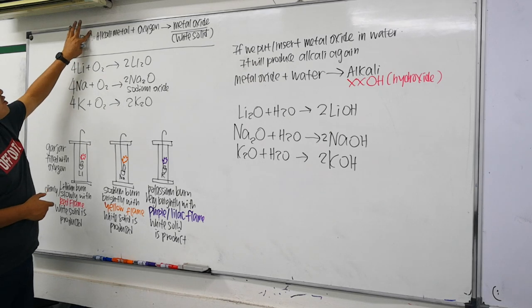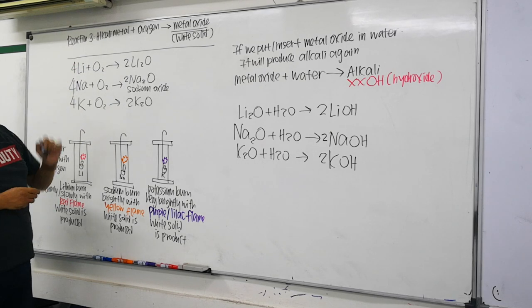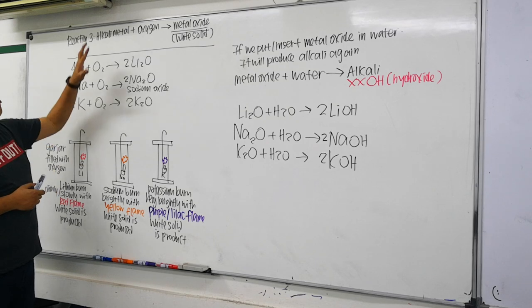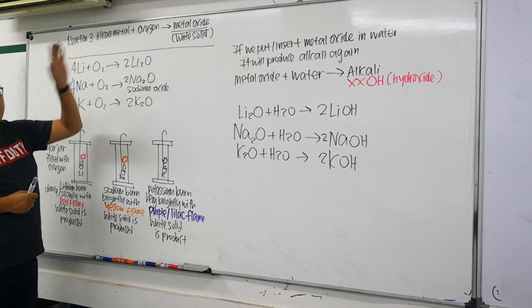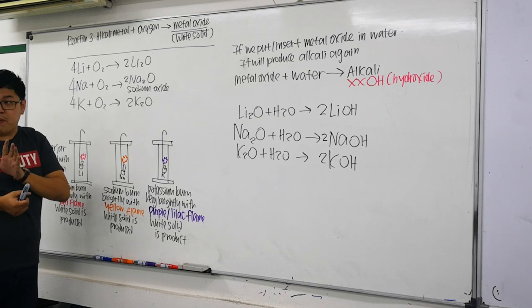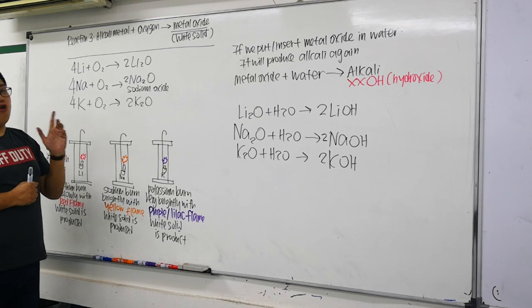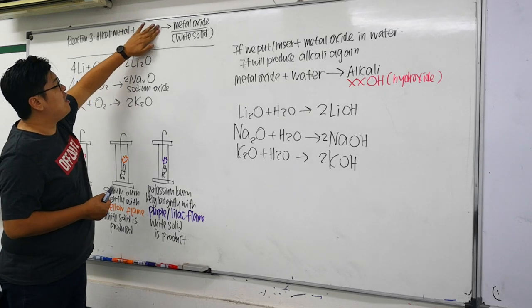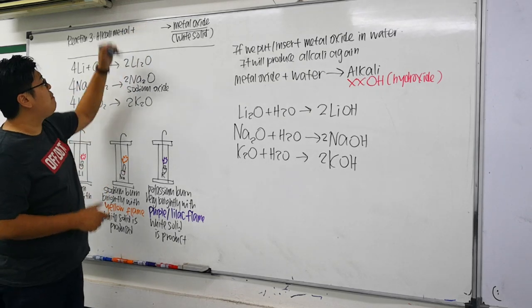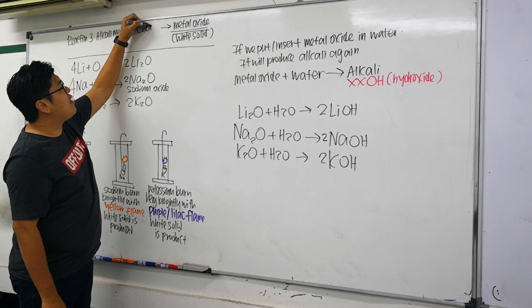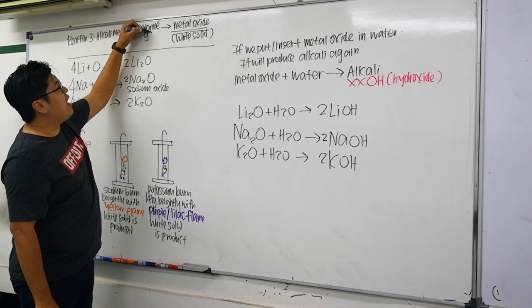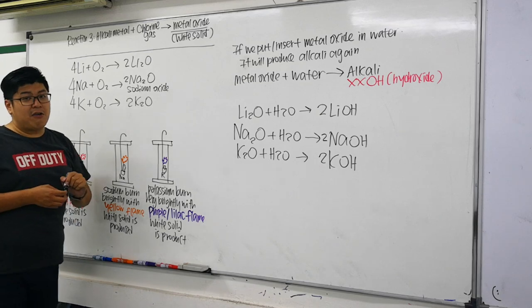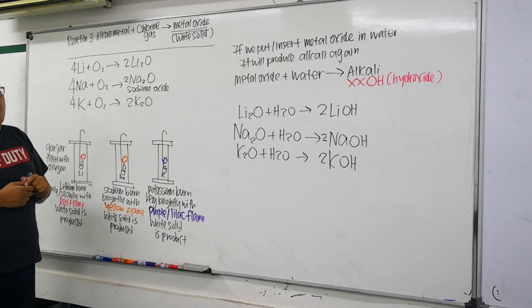Okay, this is reaction number three. Reaction number three, your alkali metal, now you don't burn in oxygen. You still burn, but now you don't burn in oxygen. Now we take the alkali metal and we burn the alkali metal in chlorine gas. Okay, we put the alkali metal and we allow the alkali metal to burn in chlorine gas.